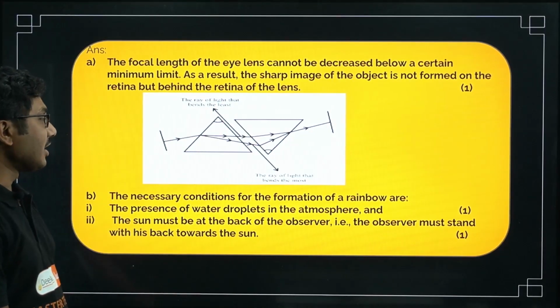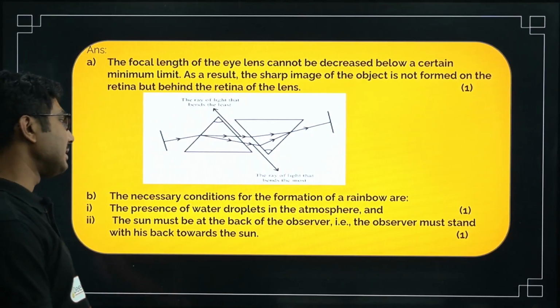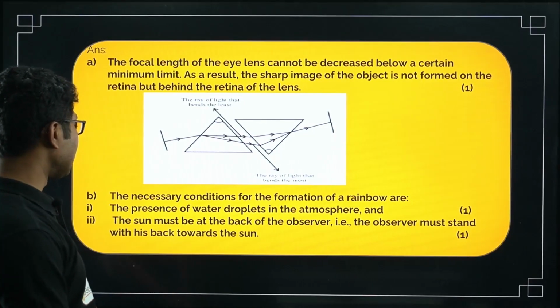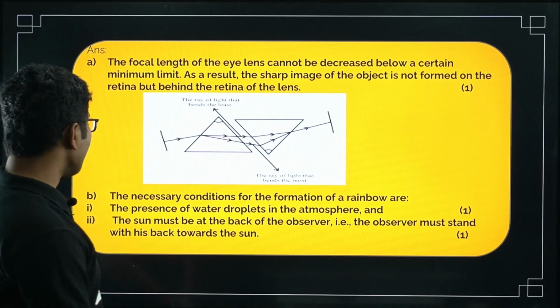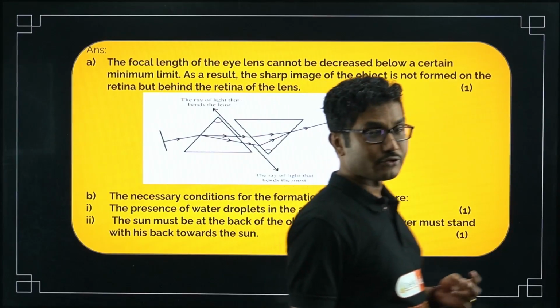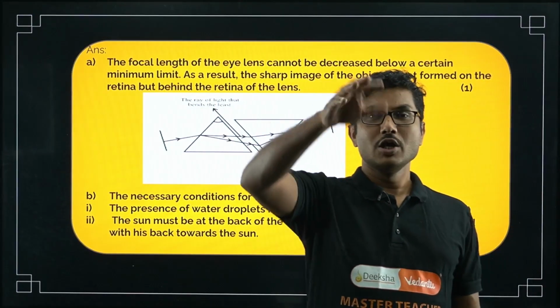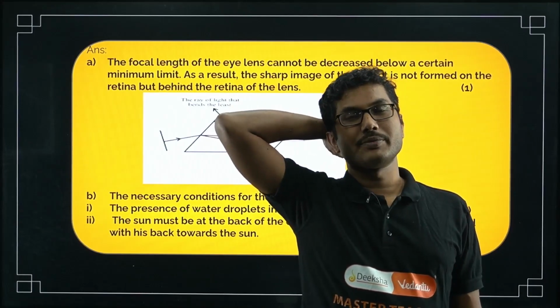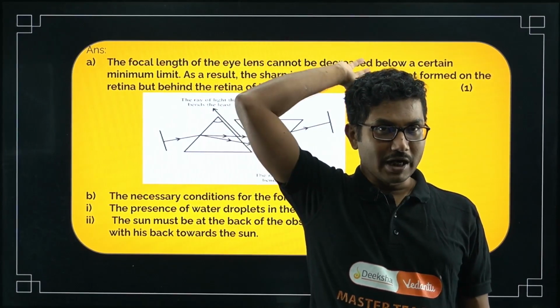The necessary conditions for the formation of rainbows are the presence of water droplets in the atmosphere, and the sun must be at the back of the observer. That is, the observer must stand with his back towards the sun. So these are the two things. First of all, there should be water vapor present in the atmosphere, and the sun should be behind the back of the observer. So basically you are standing like that, and the sun should be behind you.